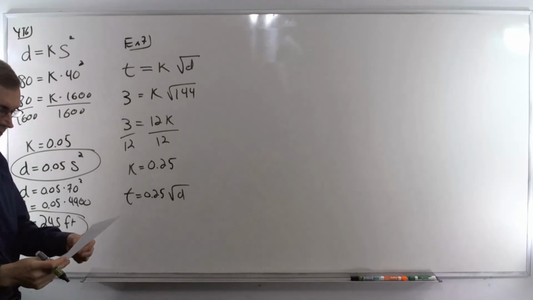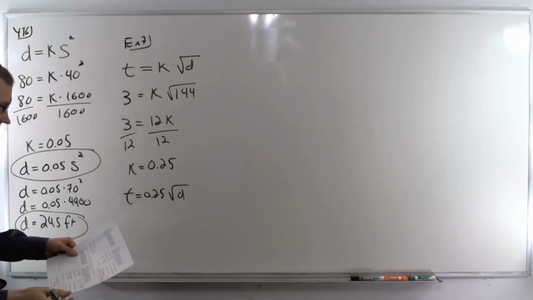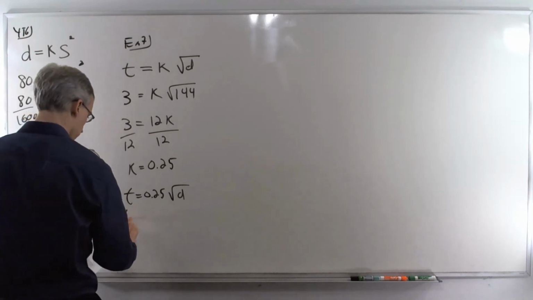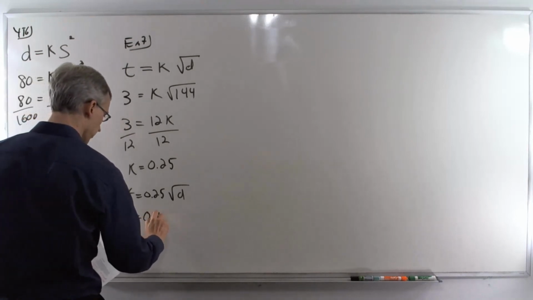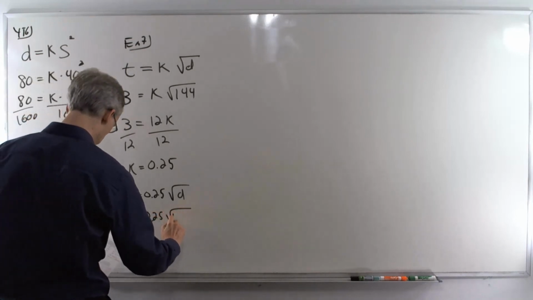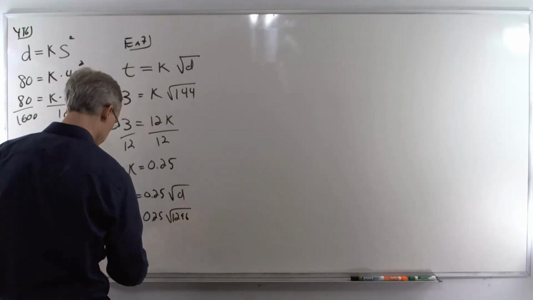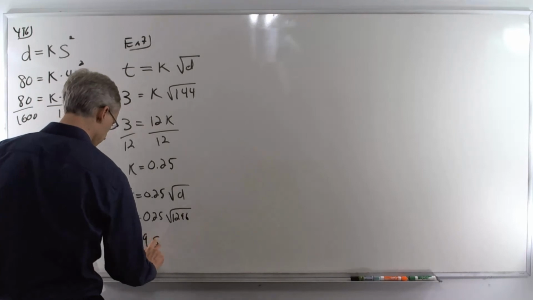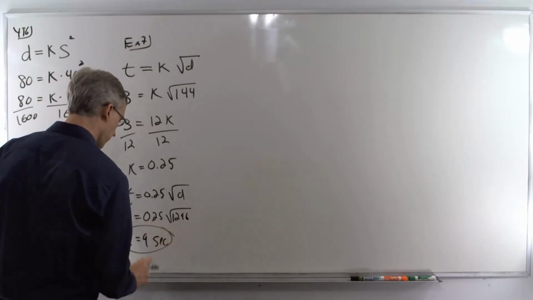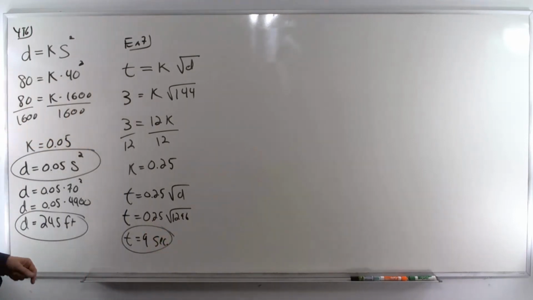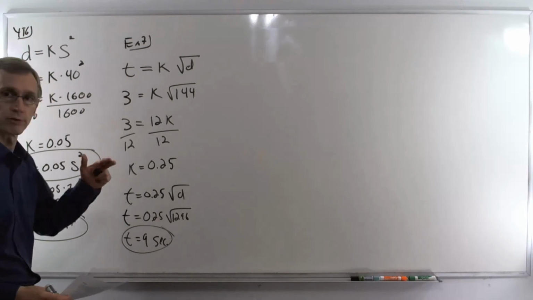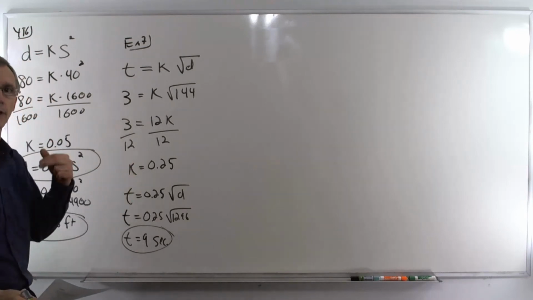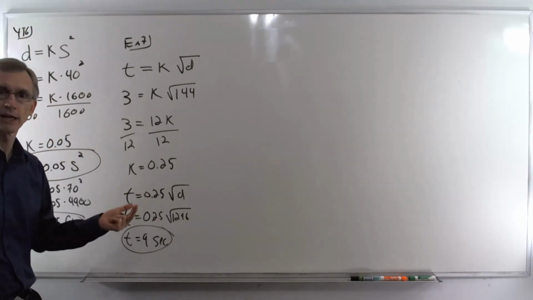Now we're going to find the time it takes for the ball to fall 1296 feet. So time equals 0.25 times the square root of 1296. And the time is 9 seconds. Alright, so that's exactly the value that we started with in the other one. So what we did here was just reverse the process. We went from what was the ending variable last time to the starting variable.